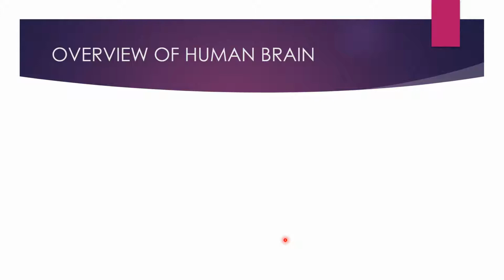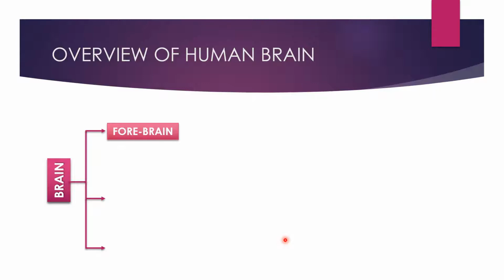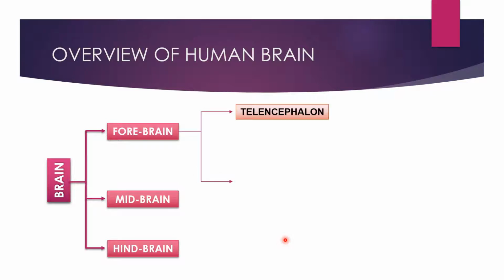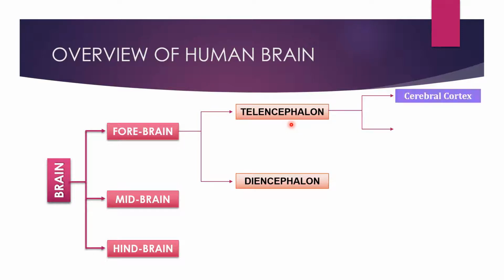Before discussing the cerebral cortex, we should discuss the human brain first. We are discussing a brief overview of the human brain. The human brain has three main parts: the forebrain, the midbrain, and the hindbrain. The forebrain is further divided into two parts, mainly the telencephalon and the diencephalon. The telencephalon has two parts: the cerebral cortex and the basal ganglia or basal nuclei.